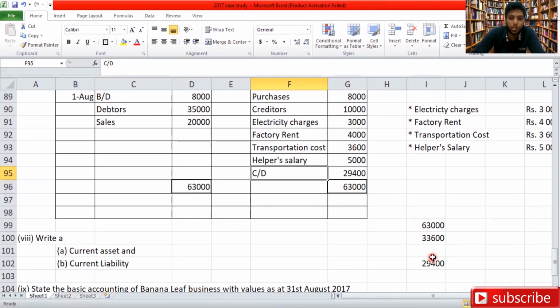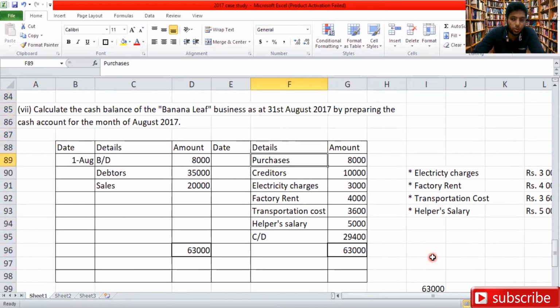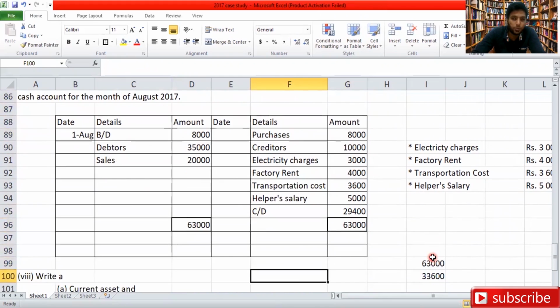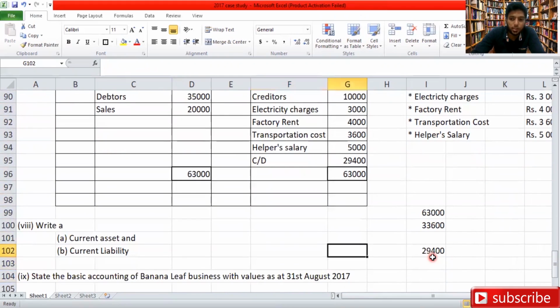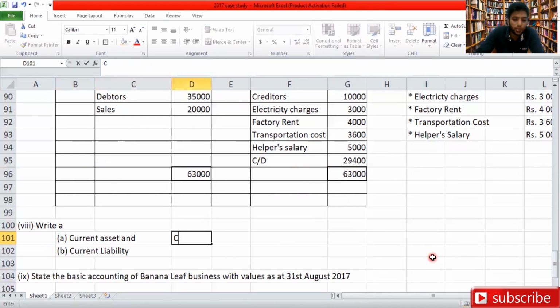Now this is very straightforward. They have given this question, so you need to be able to do this in this method. Then of course it will save you a lot of time. Then they're asking the next question: write a current asset and current liability. Now as I know cash, I found the actual balance 29,400. Final balance only I should write when I'm writing the current asset and current liability.